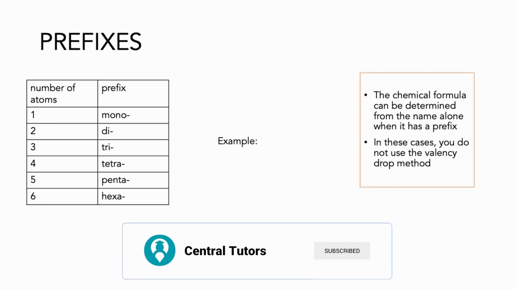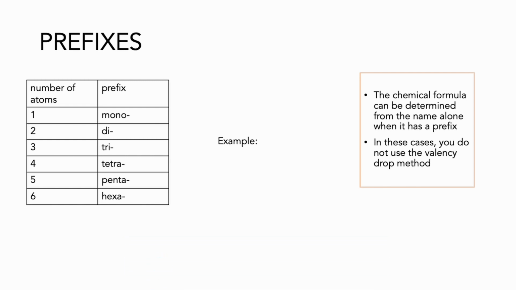Sometimes the valency swap rule doesn't apply, and this is when the compound name contains prefixes. Prefixes are put at the beginning of the element's name, and they tell you how many atoms of the element are present in the compound. Here's our list of prefixes for each number of atoms, and this is very good to learn.